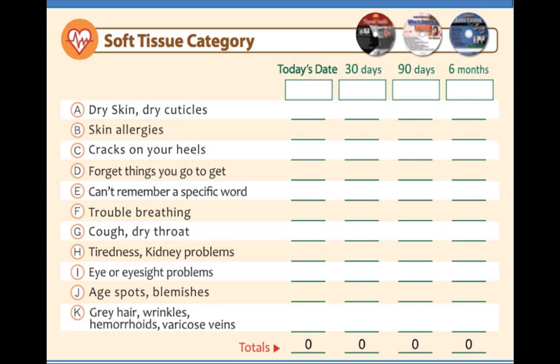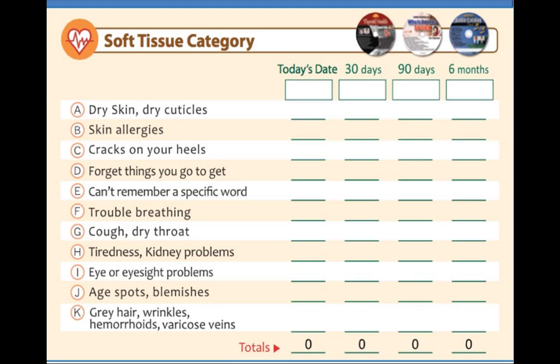Trouble breathing, a cough or a dry throat, tiredness or kidney problems, eye or eyesight problems, age spots or blemishes, gray hair, wrinkles. These are all signs of a breakdown in soft tissue. And the more of a breakdown you have, the more different signs you can see, and the greater the numbers will become. Here's what I want you to understand. If you don't deal with the problem, it will get worse.